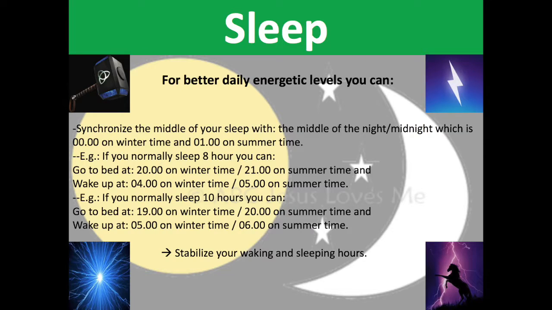Sleep. For better daily energy levels, you can synchronize the middle of your sleep with the middle of the night, which is at 0 o'clock in winter, or 1 o'clock in summer, which are midnight. For example, if you normally sleep 8 hours, you can go to bed at 20 o'clock in winter, or 21 in summertime, and wake up at 4 o'clock in winter time, or 5 o'clock in summertime. Or if you normally sleep 10 hours, you can go to bed at 19 o'clock in winter time, or 20 o'clock in summertime, and wake up at 5 o'clock in winter time, or 6 o'clock in summertime.